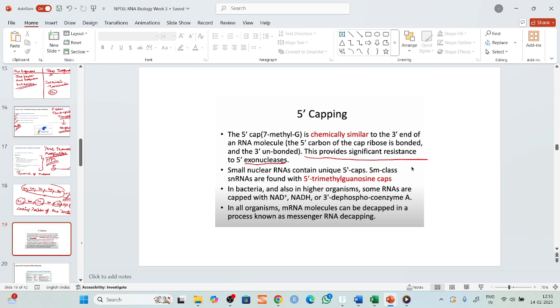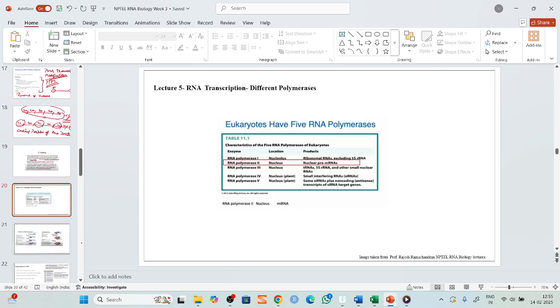Then we'll come to the last lecture, which is lecture 5. After this, we'll start the questions. So lecture 5 talks about the different polymerases in RNA transcription in the case of eukaryotes. In eukaryotes, you have 5 different types of polymerases: RNA polymerase 1, 2, 3, 4, and 5, in which RNA polymerase 2 is the one required for the transcription of mRNAs.